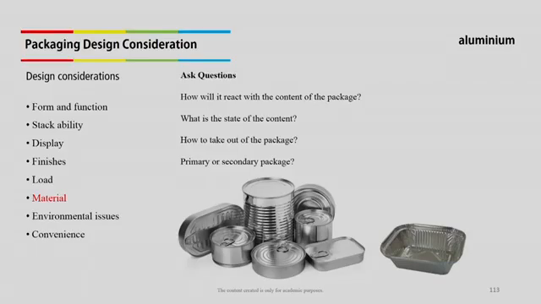Aluminum's ability to form any shape and its protective qualities have made it the most versatile packaging material in the world. In addition, a key benefit is that aluminum foil, aluminum cans and other aluminum packaging materials can be fully recycled and reused an infinite number of times.